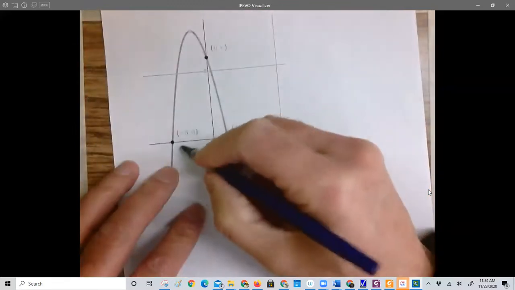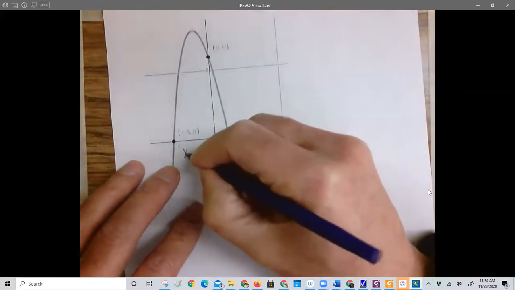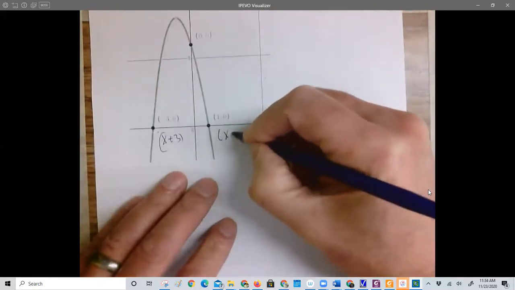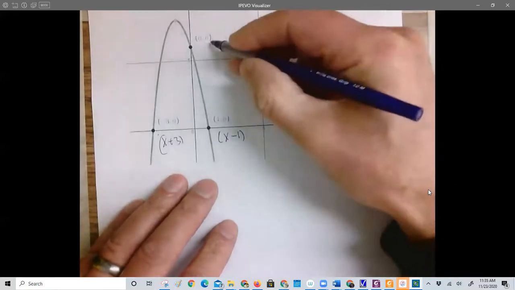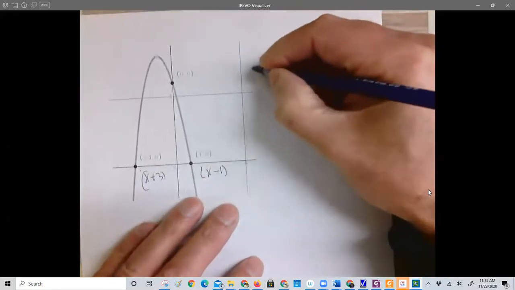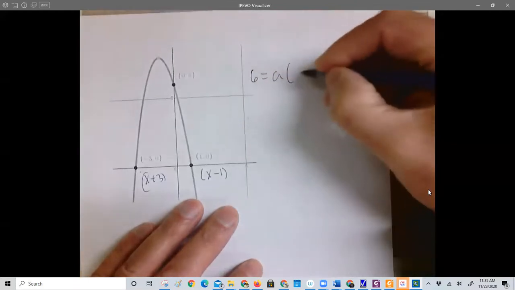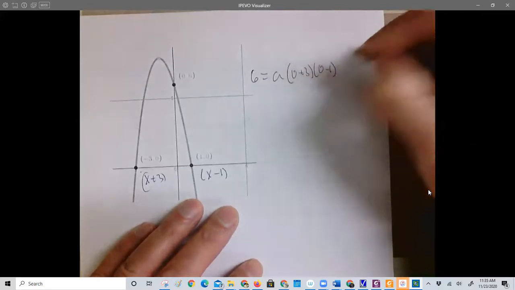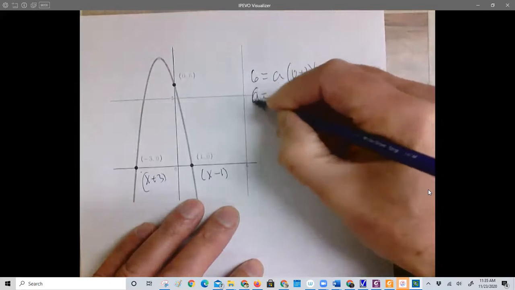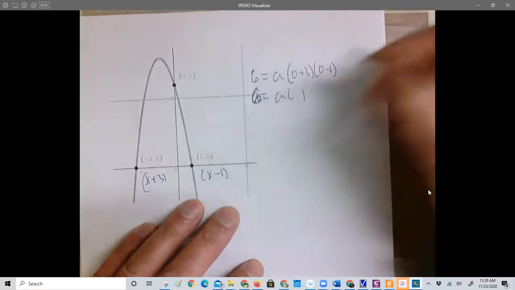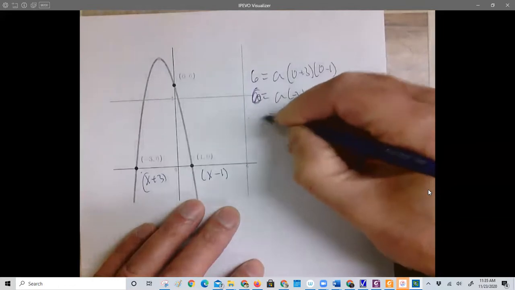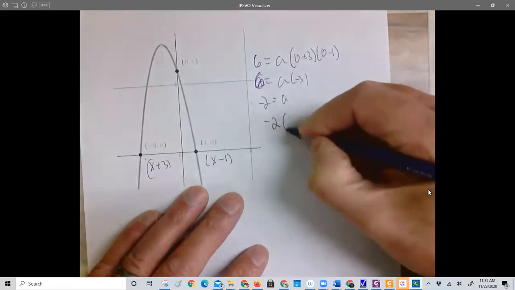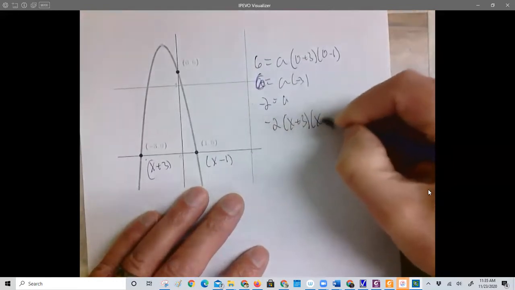I know that since it crosses the x-axis at -3, the factor is going to be x plus 3. And since it crosses at 1, I know the factor will be x minus 1. And I see the y-intercept is 6. So I can say 6 equals some number a, some stretch factor, times 0 plus 3 times 0 minus 1. So 6 equals a times what? -3. So a has to equal -2. So we've got -2 times x plus 3 times x minus 1.